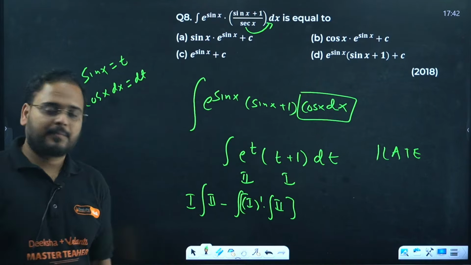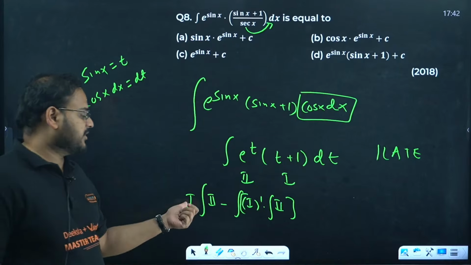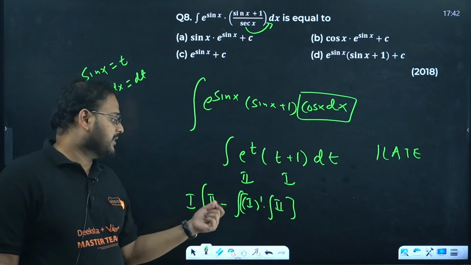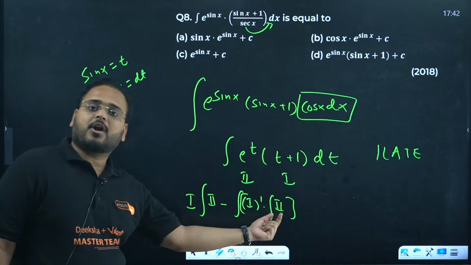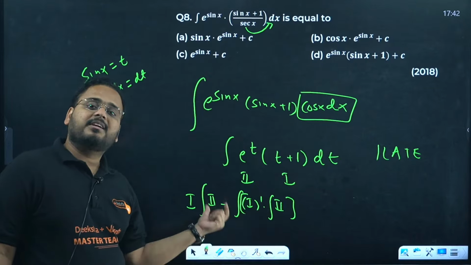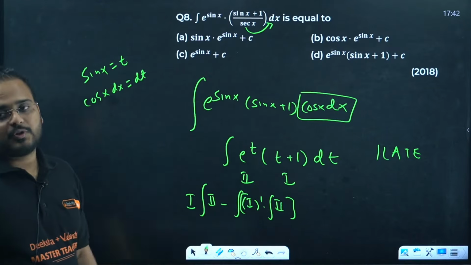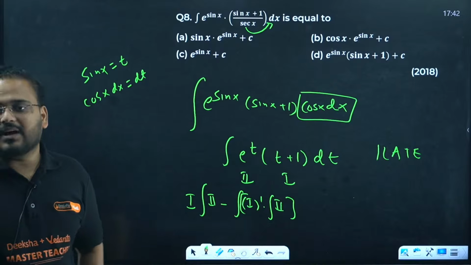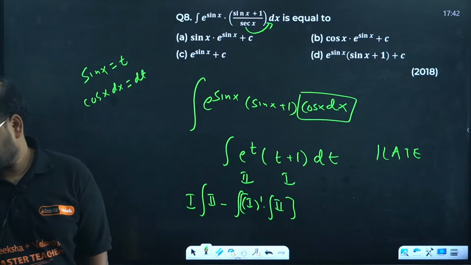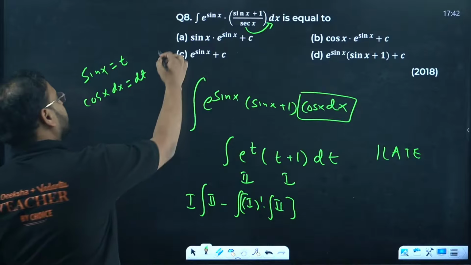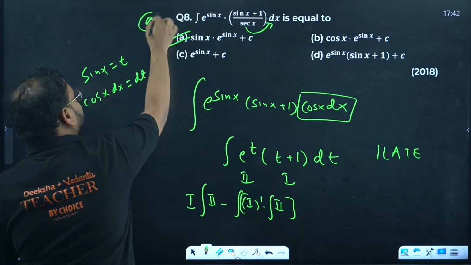Yes or no? Please use this condition. First function as it is, second function integration, minus first function derivative, product with second function integration, and integrate the last result. That's your answer. Use this. You'll have the answer as option A. I'm expecting you guys to solve this step.